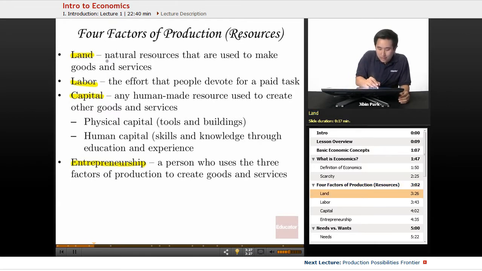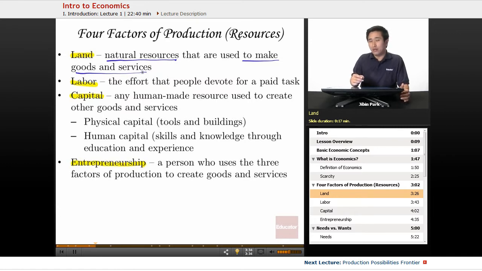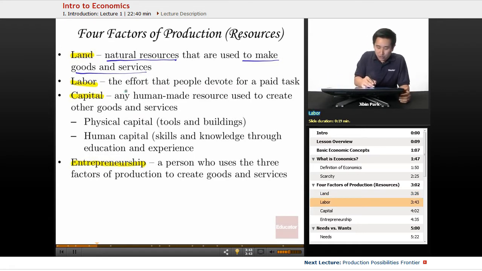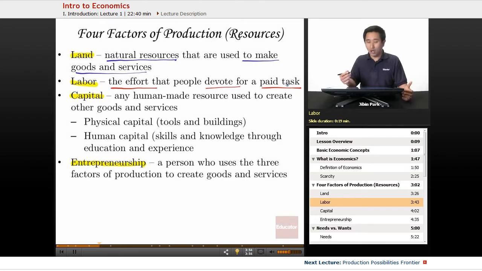The first one, land, is any natural resource that is used to make goods and services. So this is any God-given resource that's just out there. Some countries have more of this particular resource than others. For example, the United States probably has a lot more land than Hong Kong. There's also labor. Labor is the effort that people devote to a paid task. Sometimes it can be manual labor, sometimes it can be more white collar, but labor is basically used as an input to produce an output.